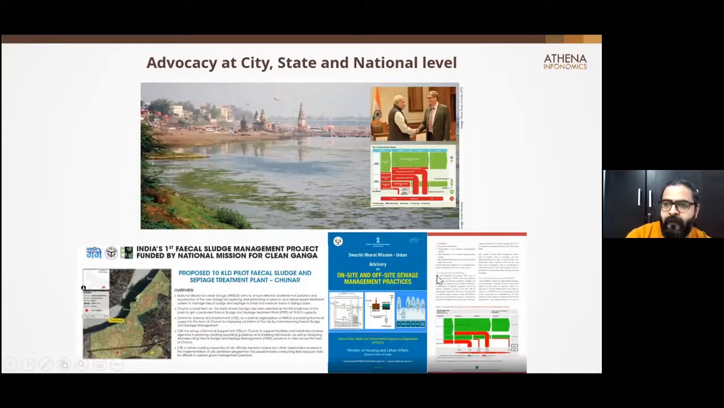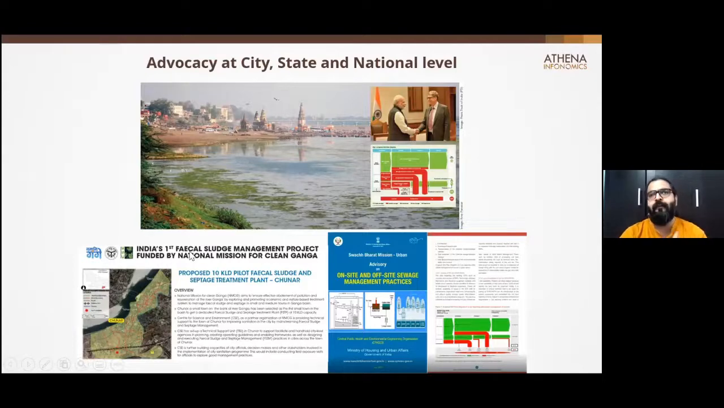In fact, when Bill Gates met Prime Minister Modi sometime back, they discussed sanitation using a shit flow diagram. Recently, there was an advisory issued by the Government of India on on-site and off-site sewage management systems. There also, it is being suggested that while you're trying to plan sanitation of a city, it's good to do a shit flow diagram as a baseline.